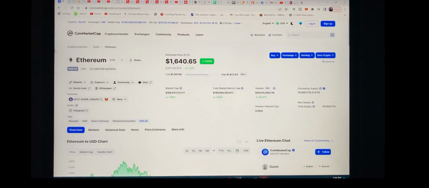Ethereum. As of today, August the 2nd, 2022, it is still second only to Bitcoin in terms of total market cap, which is currently $199 billion, as you see here, just under $200 billion with a B. The price per Ethereum token is currently $1,640.